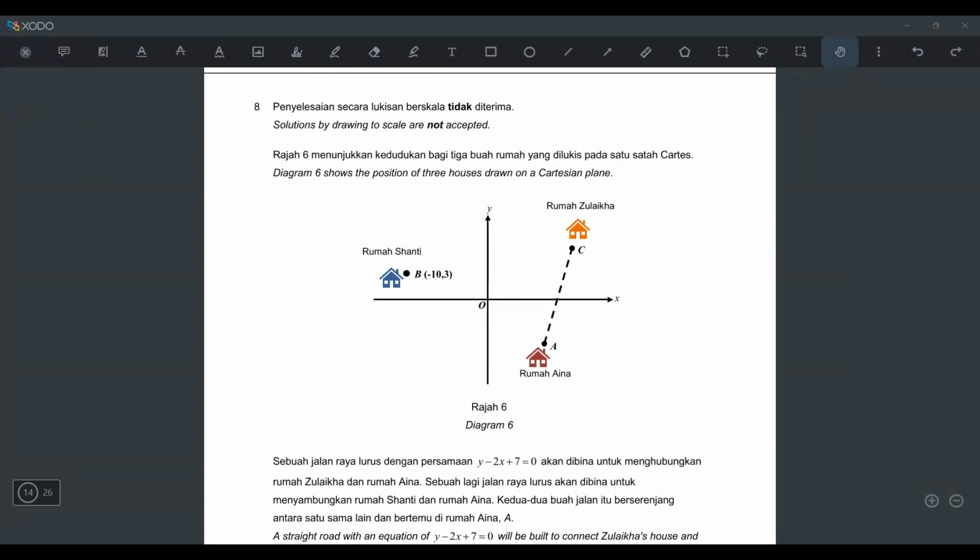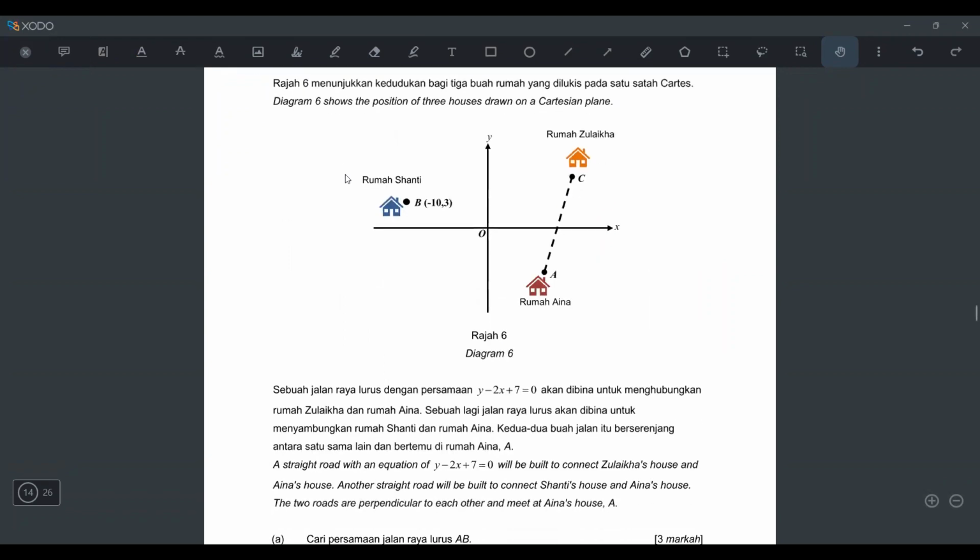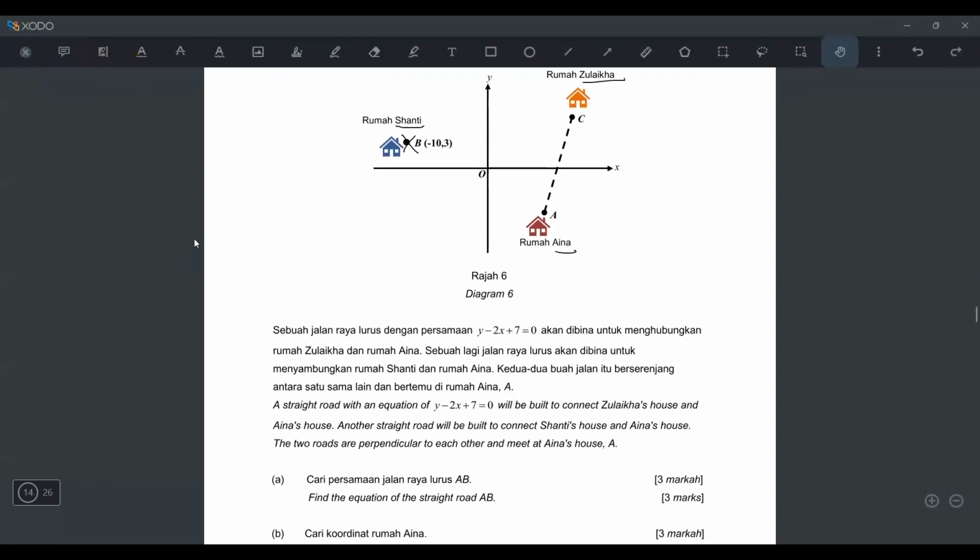Okay, let's continue with question 8. Okay, number 8. This is coordinate geometry, I think, because you see coordinate, right? Diagram 6 shows the position of 3 houses drawn on the Cartesian plane. Zuleika's house, Shanti's house, Aina's house. But we know Shanti's coordinate is negative 10, 3. So far, that's the information I know.